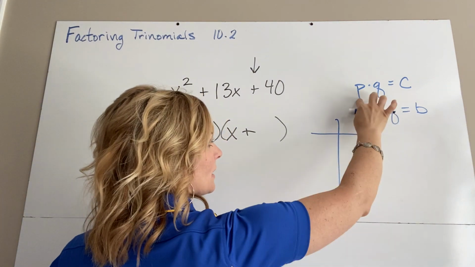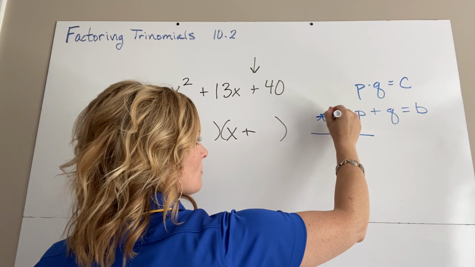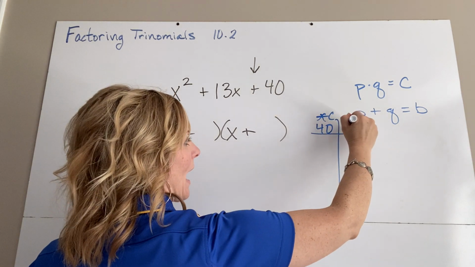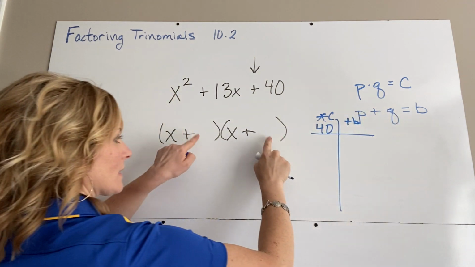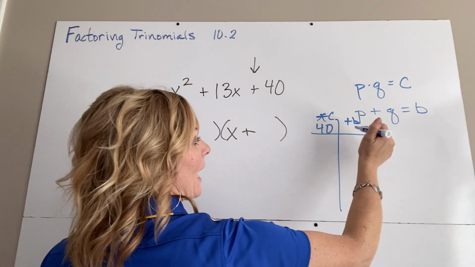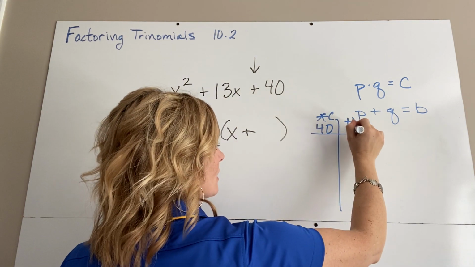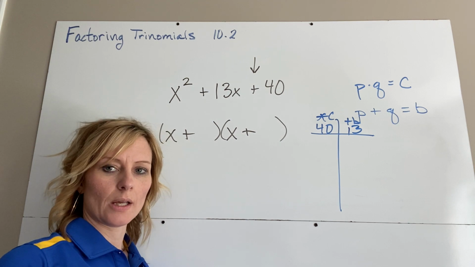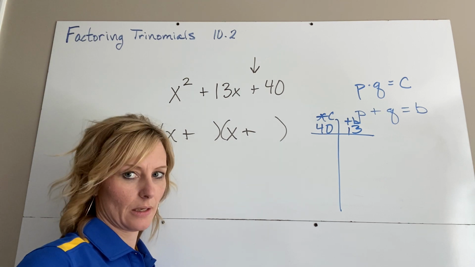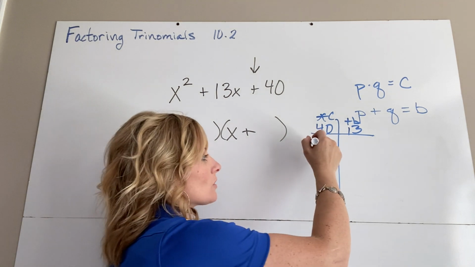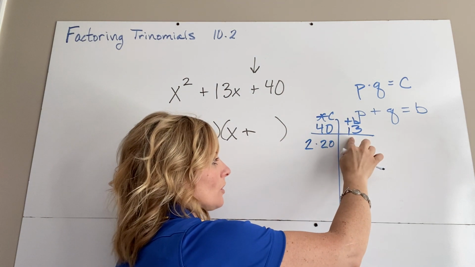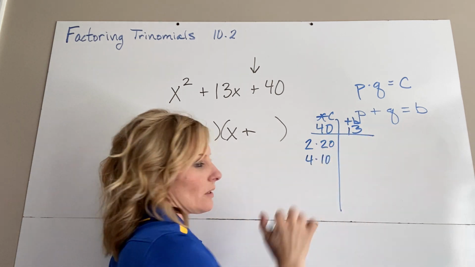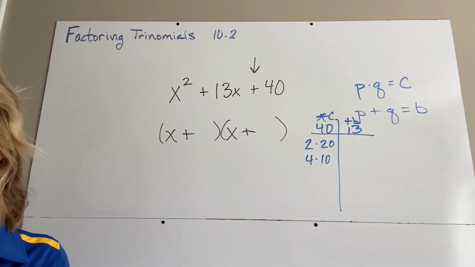Over here, P times Q is C, so here we are going to multiply to give me C, which is 40. Here we're going to add to give me B, P plus Q. This is our P and our Q. We're going to add to give me 13. Okay. 2 times 20 is 40. It does not get me anywhere near 13. Nope. I have 4 times 10. That's close. What can you think of that gets me there?